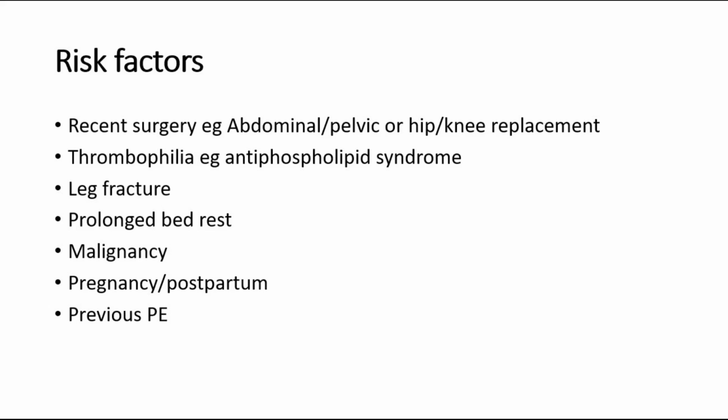These are some of the risk factors of pulmonary embolism which we have to look out for when taking history of the patient. For example, if the patient had a recent surgery or had history of thrombophilia, a recent event of leg fracture which may cause fat embolism, prolonged bed rest or reduced mobility, malignancy, pregnancy or postpartum, or also medications, for example, oral contraceptive pills or hormone replacement therapy, and also especially if the patient had a previous history of pulmonary embolism.